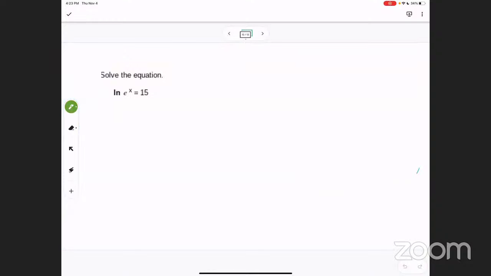Let's solve this equation. Whenever you take the natural log of e, that's basically log base e of e, which just cancels out. So it's just 15. That's it. You understand why?